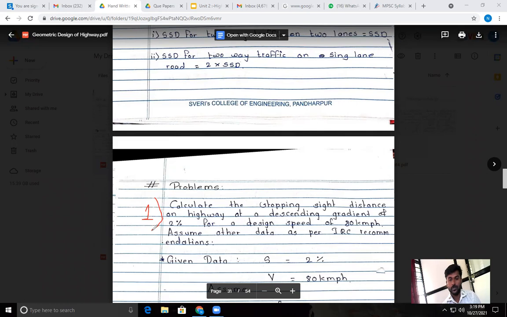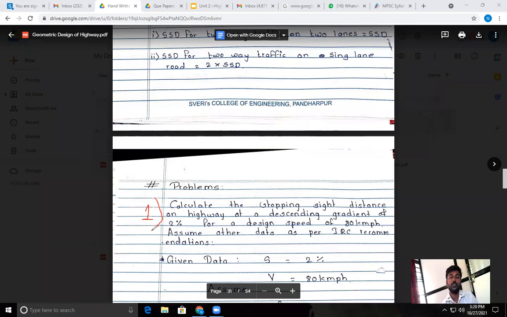For a design speed of 80 kmph. Assume other data as per the IRC recommendation. Okay. Completed.